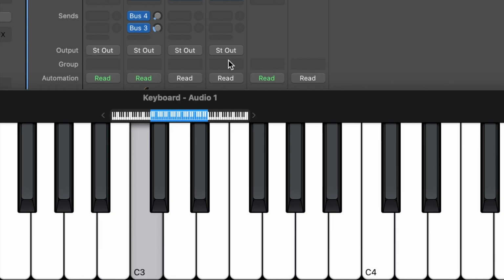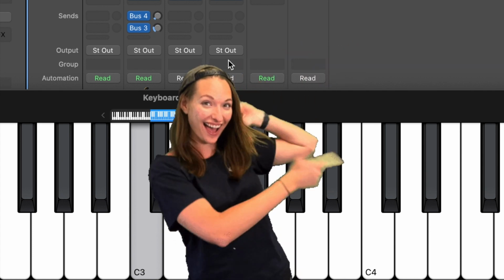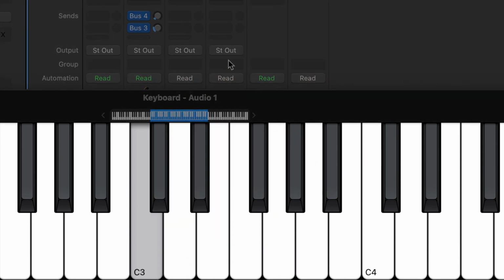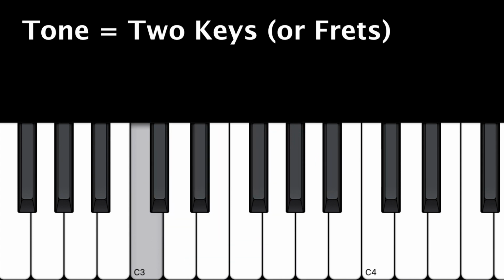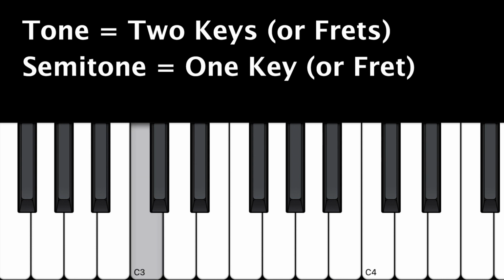Here is a C. If I follow that pattern, i.e. every time I move to the right, as you look at it on the screen, I move by either a tone, which is 2 keys, so there's a key here, and there's a key here, so that's 1, 2 keys, or a semitone, which is just 1 key. If I follow the pattern that I've just said, it will make a major scale.